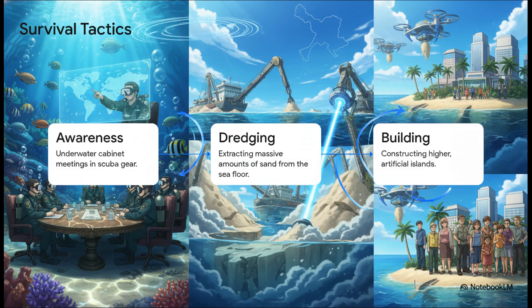But more drastically, they're heavily relying on geoengineering now, dredging up massive amounts of sand from the seafloor to physically build brand new, higher artificial islands like Halumale, just to have a safe place to relocate their citizens. They are doing absolutely everything possible to avoid becoming a ghost state. That's a country that exists legally on paper, but has literally no physical land left above the water.